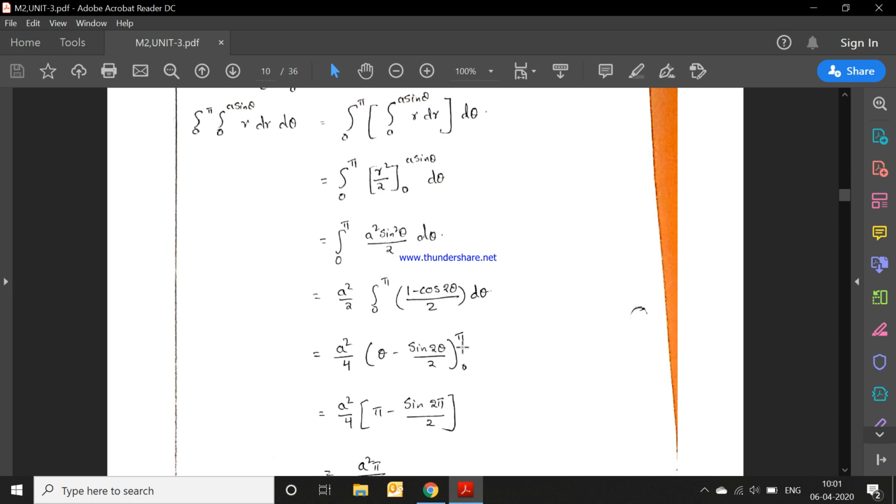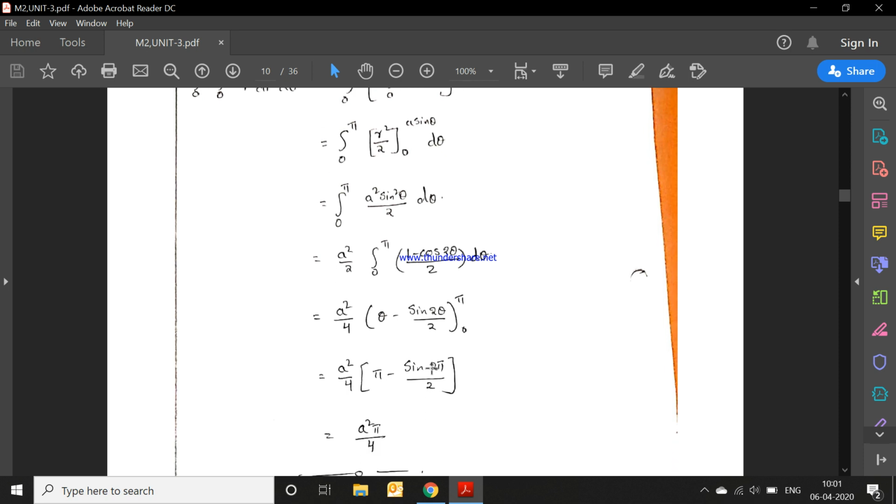Now substitute the limits. Upper limit is pi minus sin 2 pi by 2 and lower limit is 0. So sin 2 pi value is also 0. That's why the solution is a square pi by 4.